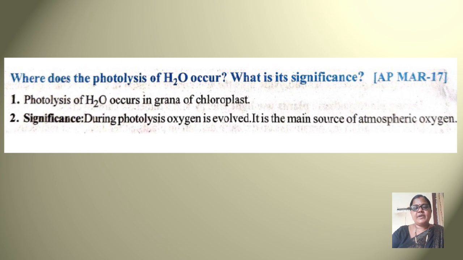Second question: Where does the photolysis of water occur? What is its significance? Photolysis of water occurs in the grana of the chloroplast. During photolysis, oxygen is evolved, and it is the main source of atmospheric oxygen.